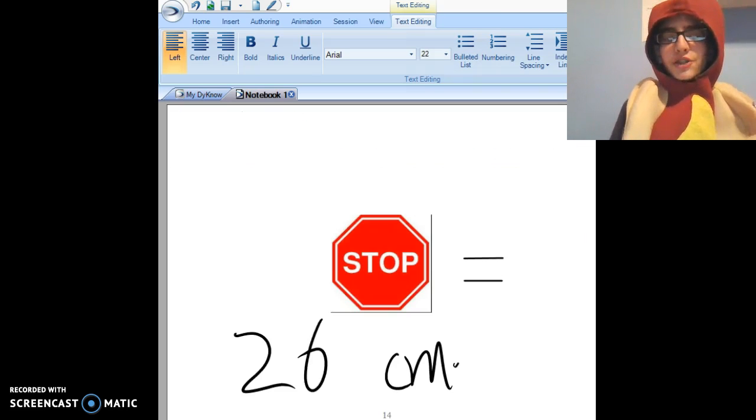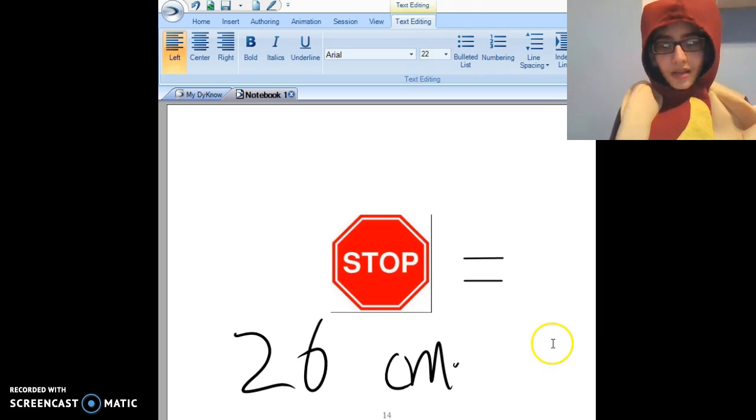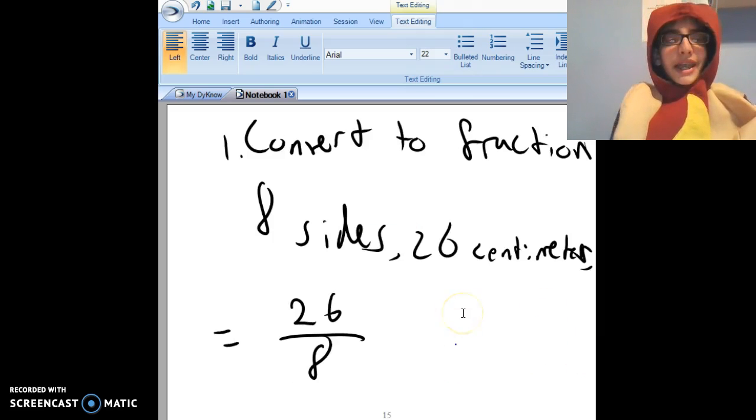Love, Shmuley. So Shmuley, what I think would be the best thing to do here right now is visualize it. A stop sign is a regular octagon. That means that each side is of equal lengths. So that means that this would have to be 26 centimeters, all of 8 equal lengths. So step 1 is convert to fractions. 8 sides in 26 centimeters, 26 over 8.